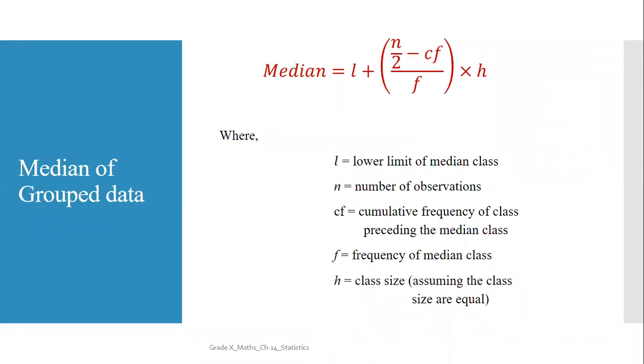So median of grouped data is given by median equal to L plus (n by 2 minus CF) divided by F, into H, where L is the lower limit of median class, n is the number of observations, CF is the cumulative frequency of class preceding the median class, F is the frequency of median class, and H is the class size. Here also, it is under the assumption that the class sizes are equal.